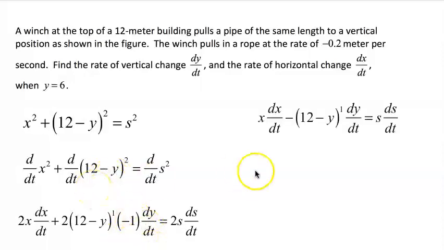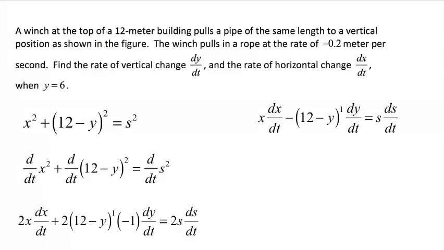So this now relates all those, and then I'm going to divide everything by 2. Divide this by 2, divide this by 2, divide this by 2. And the negative one comes out and subtracts. So I get x dx/dt minus (12 minus y) dy/dt equals s ds/dt.